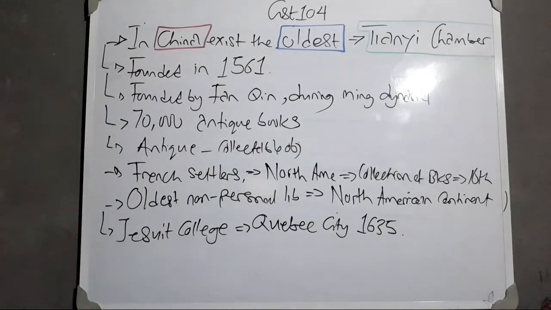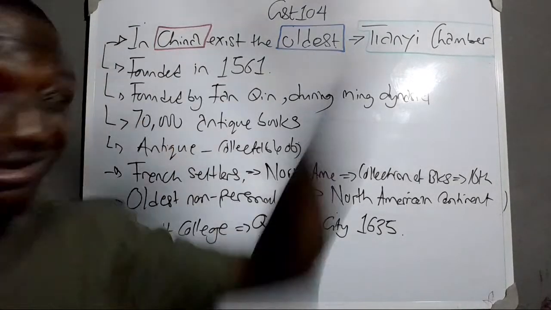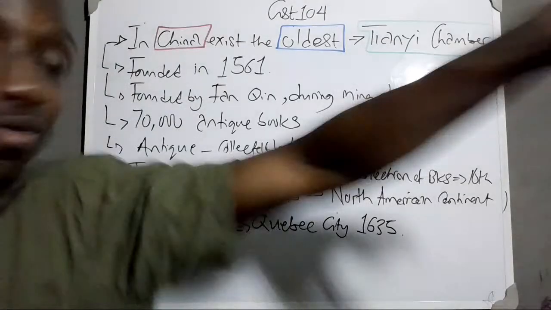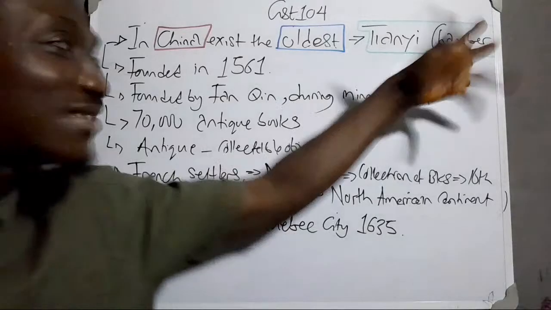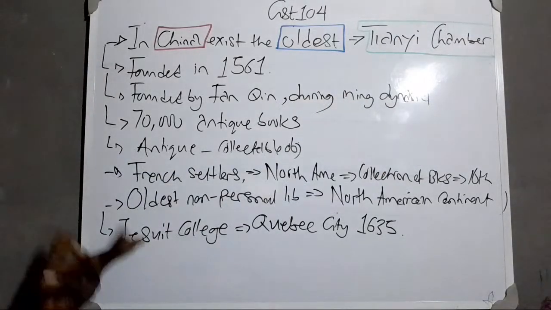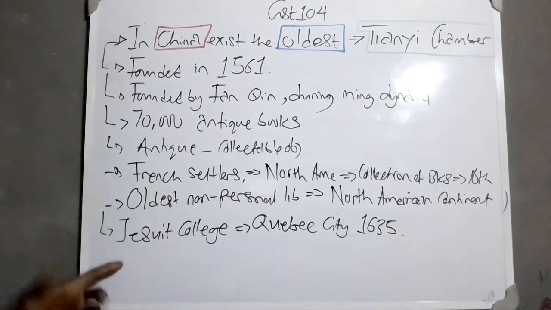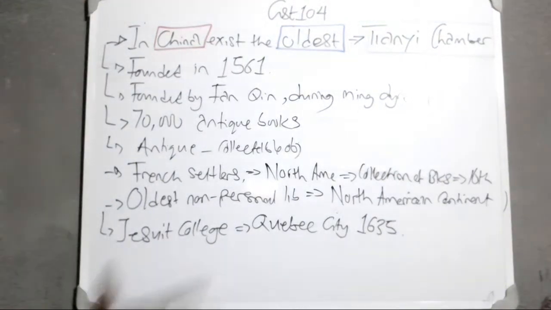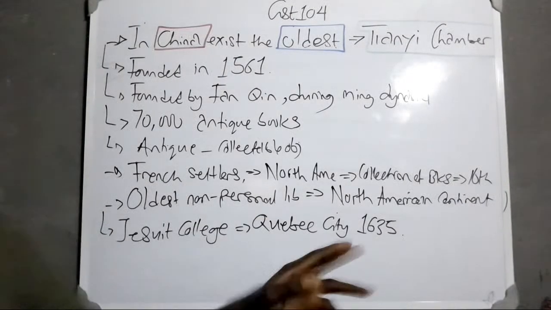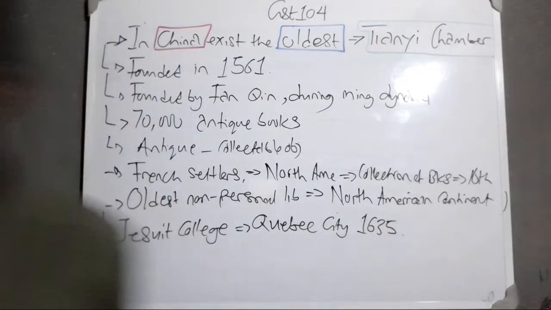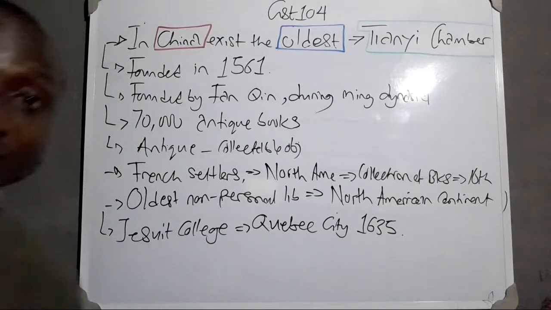Now, we've spoken about the oldest three times. The first is the earliest form of writing when we started the history. The second is China's oldest, the Tianyi Chamber. And thirdly, the oldest non-personal library on the continent, founded in the Jesuit College at Quebec City in the year 1635. All right.